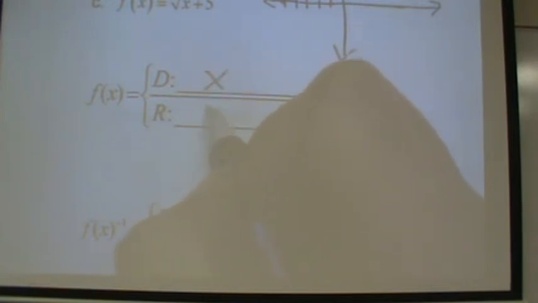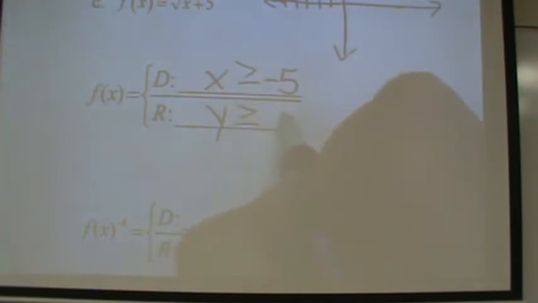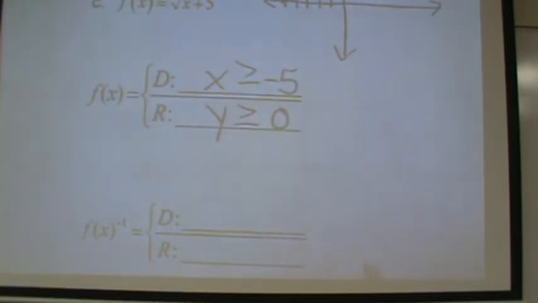X is what? Thank you. And what's the range? All real numbers? No. Did it go down here? Y is greater than or equal to 0. Very good.